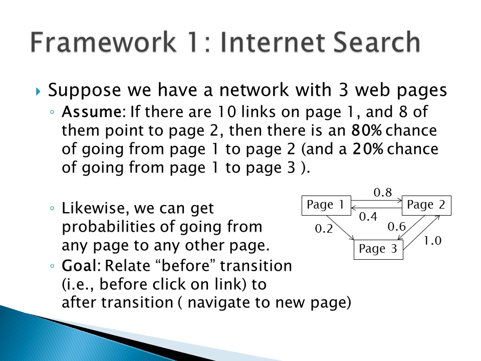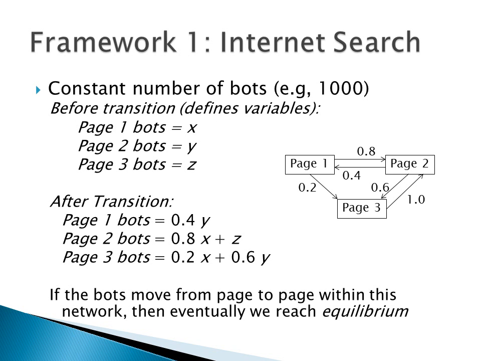Now a natural question is to ask which of these pages is the most popular. In other words, which is the highest ranked. Now we're going to assume a constant number of bots, 1,000 in this case. Before transition, we're going to say that there are X bots on page 1, Y bots on page 2, and Z bots on page 3.